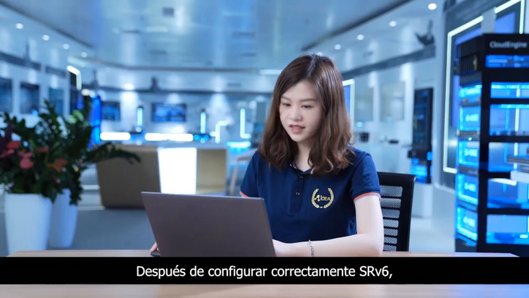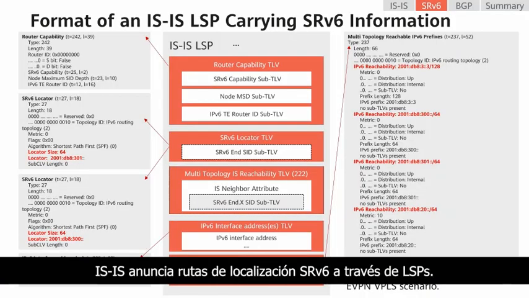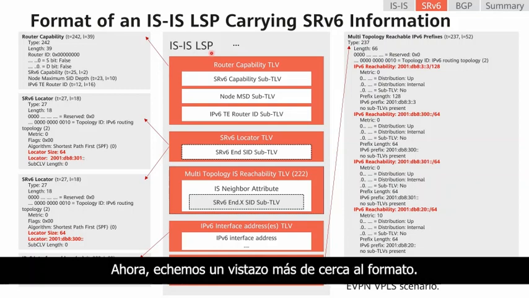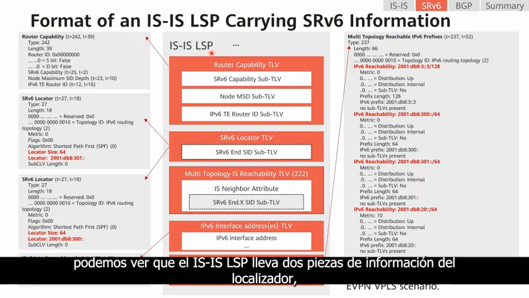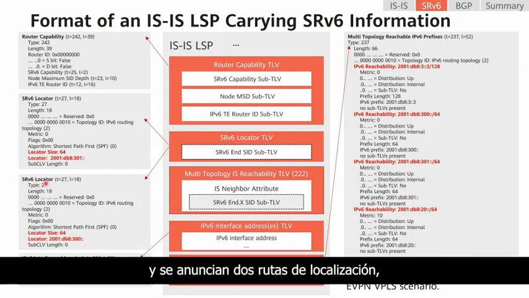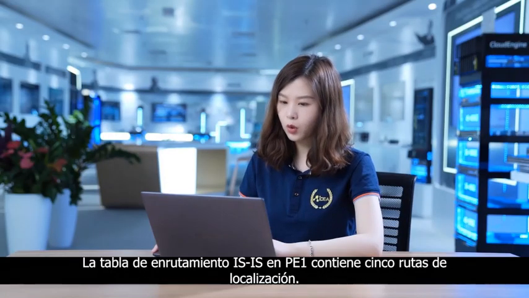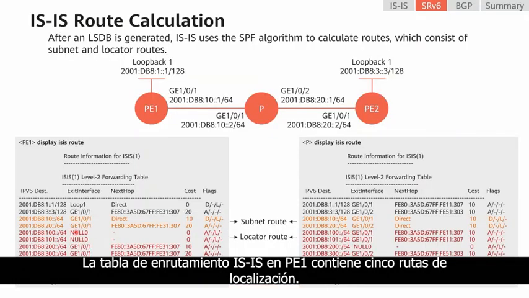After SRv6 is successfully configured, ECS advertises SRv6 locator routes through LSPs. Now let's take a closer look at the format of an ECS LSP carrying SRv6 information. We can see that the ECS LSP carries two pieces of locator information, and two locator routes are advertised, including one unicast route and one bomb route. The ECS routing table on P1 contains 5 locator routes.